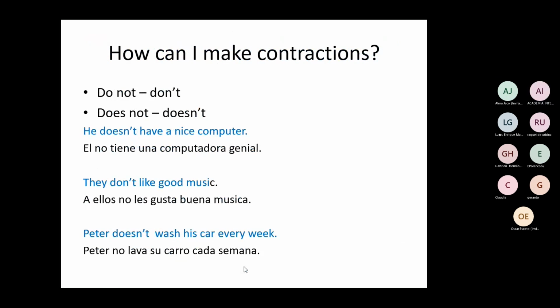Como lo mencionaba. And can I make contractions? Las contracciones es lo más común, ¿verdad? Do not and don't. Does not and doesn't. This is something very important because everybody uses contractions. So that's why we have to use don't and doesn't. But if you want to use do not or does not, it's correct as well. There isn't any problem, right? He doesn't have a nice computer.